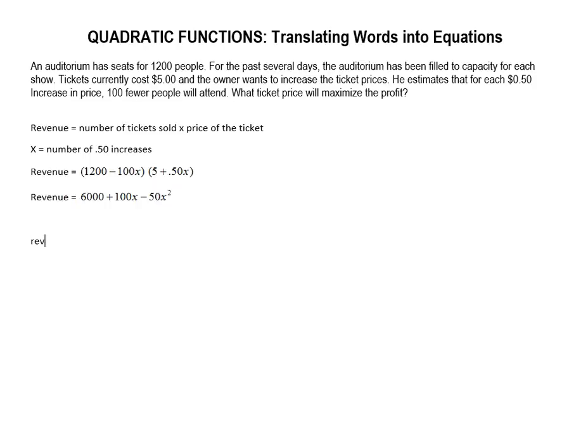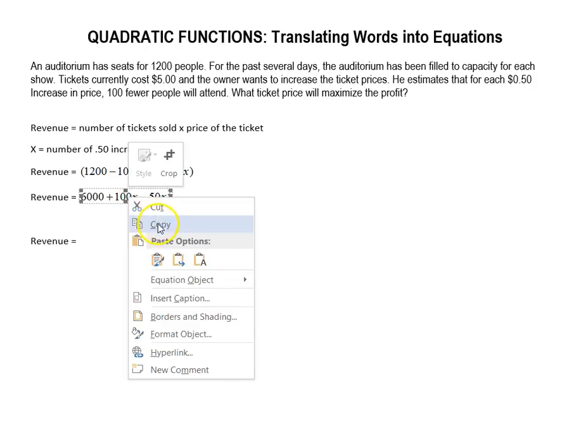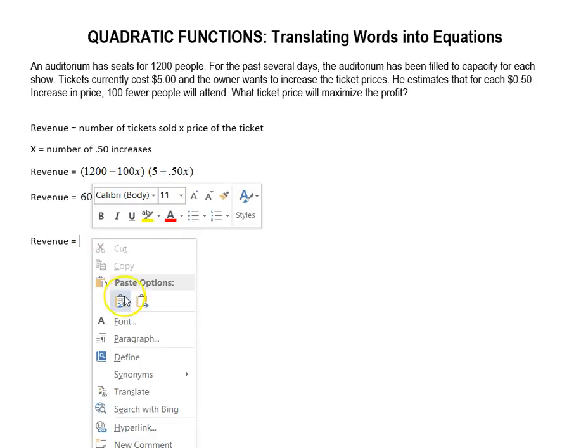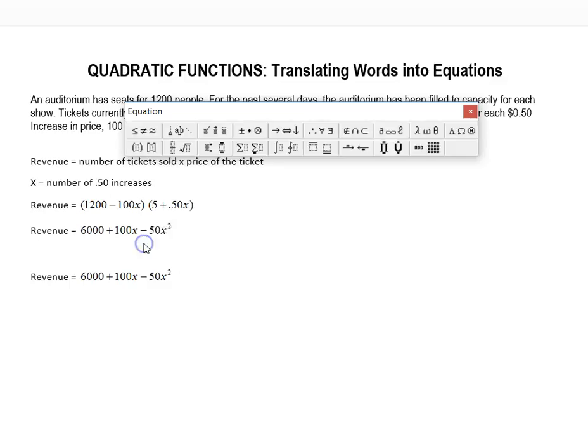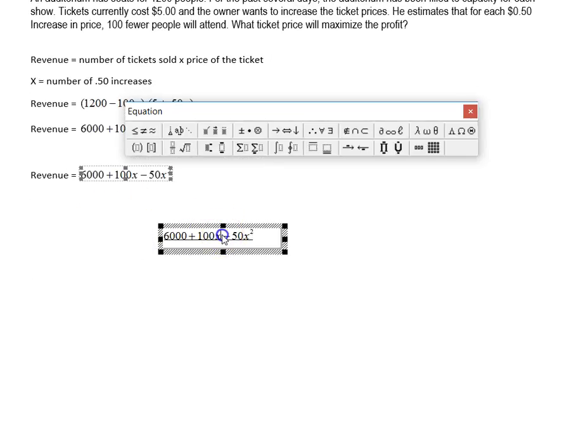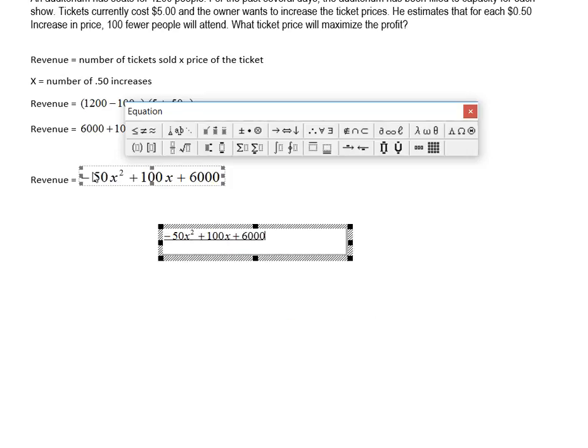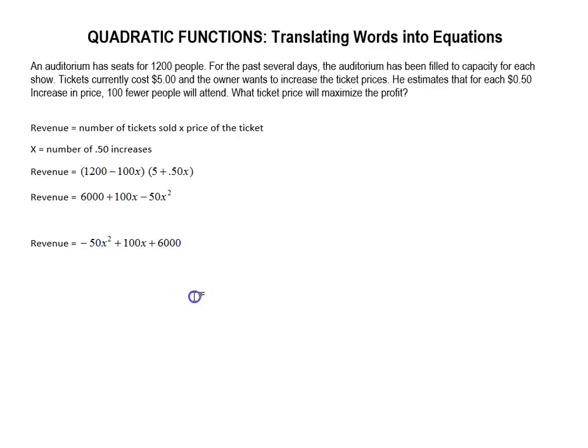So I'm going to say revenue is equal to, it looks like it's a negative 50x squared. Okay, so let's go ahead and put that down there. I can just copy this. Let me try something real quick. Yep, there we go. So I'm going to just edit what's inside here. So negative 50x squared, and that's going to be plus 100x, right? Because it's a positive, and then a plus 6,000. Okay, so now we have our new equation.